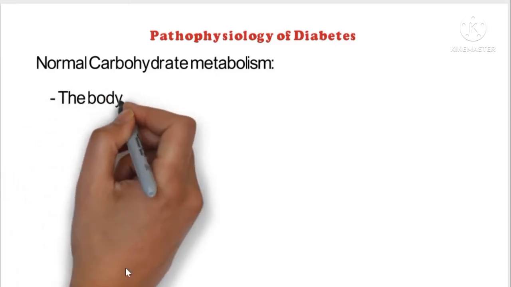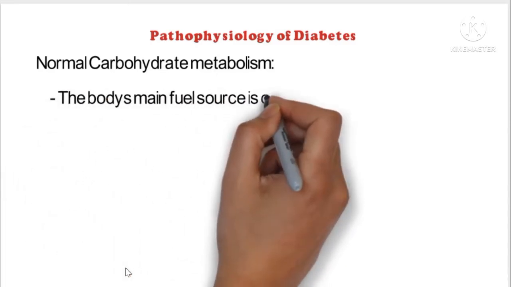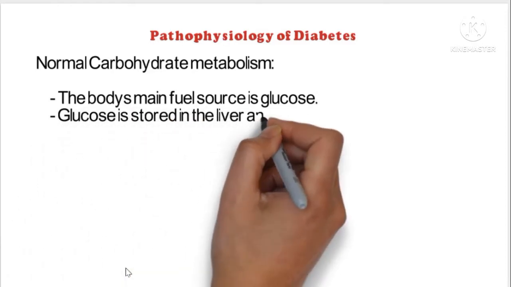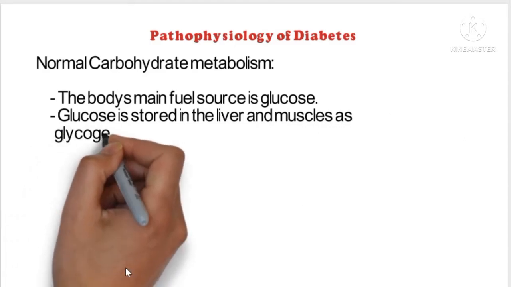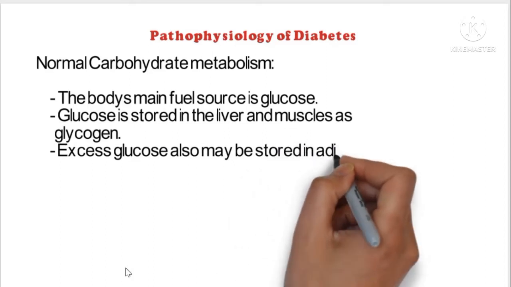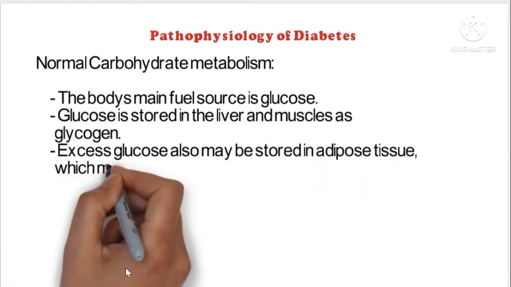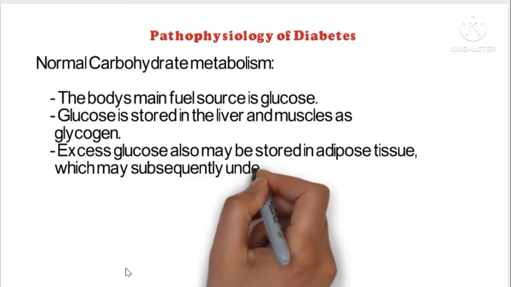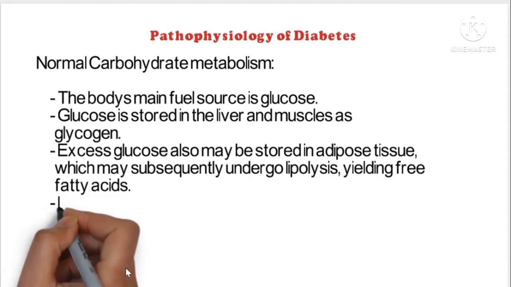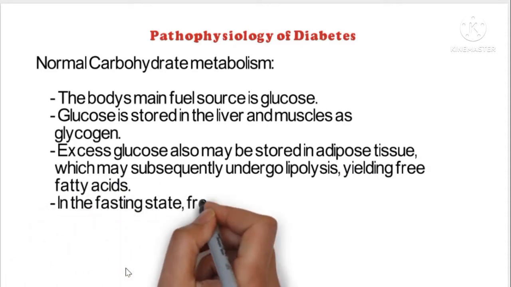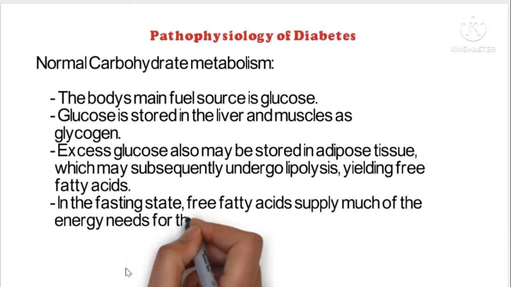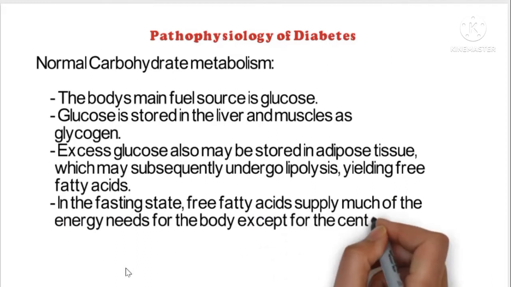You all know that glucose is the fuel source of the body that is stored in the liver and muscle as glycogen. If excess glucose is present in the body, then it will be stored in the adipose tissue, which then undergoes lipolysis that yields fatty acids. These fatty acids in the fasting state supply more energy to the body, except the central nervous system that requires glucose. Glucose is needed for proper function of the central nervous system.